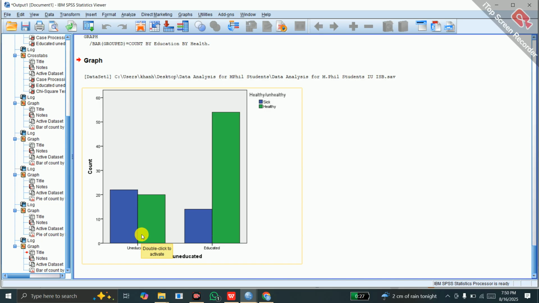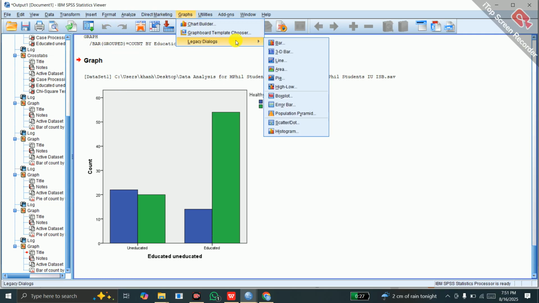So among the uneducated, the number of healthy is 54, and the number of sick is 14, and out of educated, 22 are sick, and 20 are healthy. So this is the cluster bar graph.